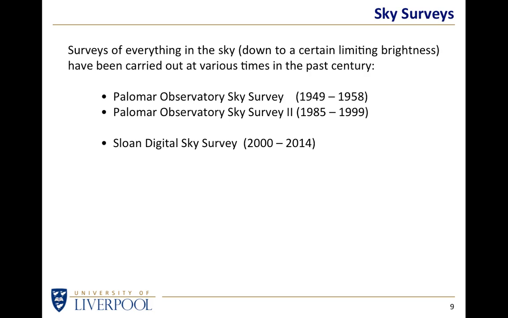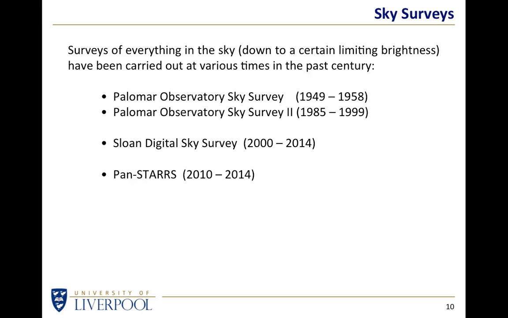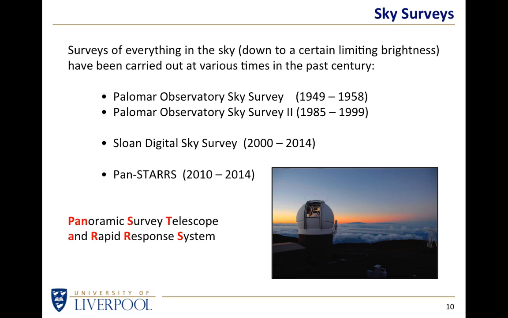Then we changed from using plates to CCDs, and the Sloan Digital Sky Survey in the noughties going into the teenies, a couple of 2-meter class telescopes were used and took something of order a million images to survey the sky. That was followed, or actually it overlaps with PanSTARRS, and PanSTARRS is an acronym for Panoramic Survey Telescope and Rapid Response System. The idea of PanSTARRS was look at the entire sky and keep looking as often as you can to see things change, to see things change their brightness, or to see new objects appear, or to see objects move. And so, of course, some comets have been named PanSTARRS because that was particularly good at finding new comets. So these surveys have been around for quite a while, but there's always a need for new ones.